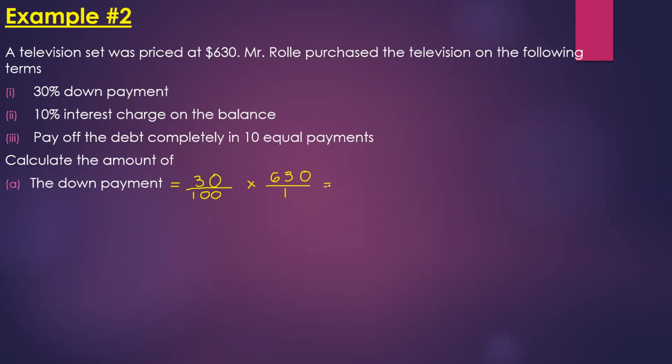Okay, so now we can cross out zeros. We can cross out the 0 from the 100 and the 0 from the 630. And then we also could cross out another 0 at the top of the 30 and at the bottom of the 100. So now we get 3 times 63. What was 3 times 63? 3 times 63, let's do it. Is 189.